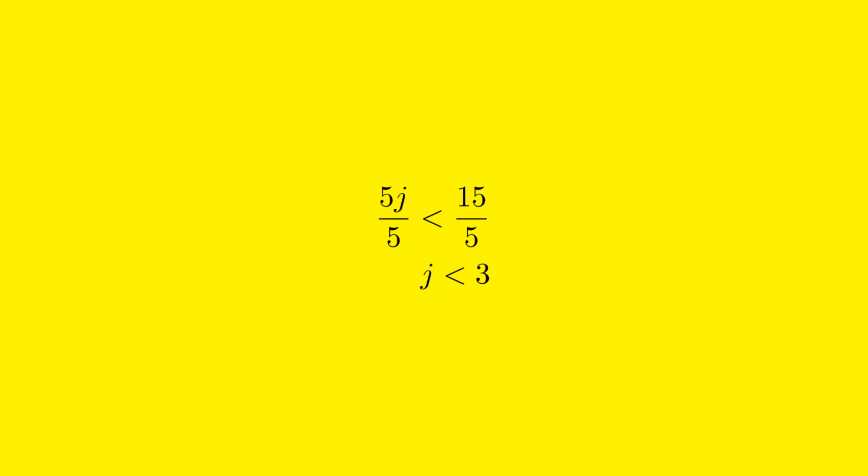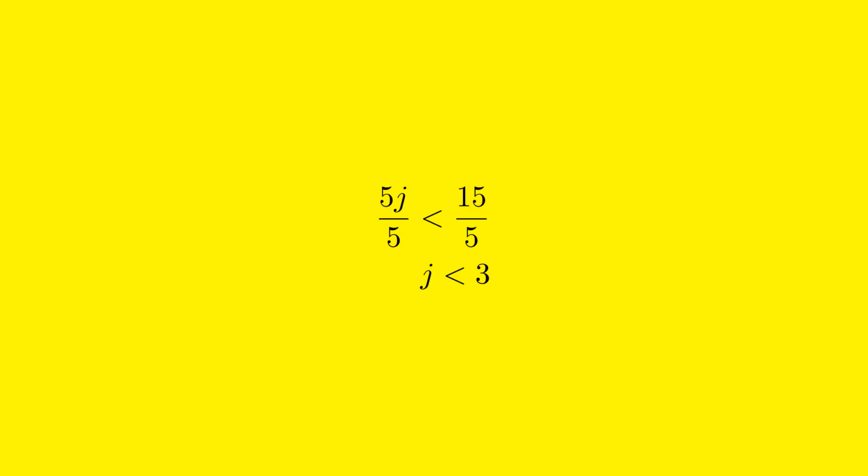Now we move on to step 2 in solving the inequality 5j plus 3 less than 18. Our previous inequality was 5j less than 15 after we subtracted 3 from both sides. The next thing we need to do is isolate the variable j completely. Right now, it is multiplied by 5. To get j by itself, we need to do the opposite operation of multiplication, which is division. So we divide both sides of the inequality by 5.